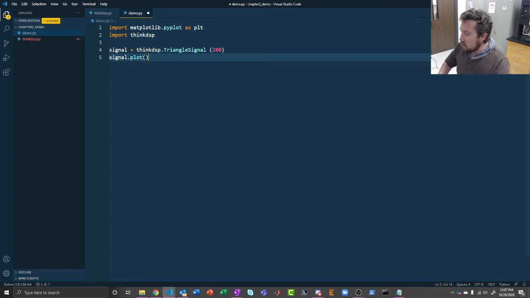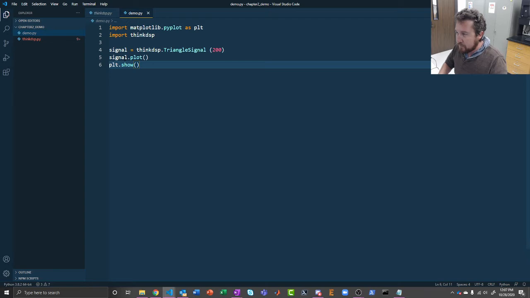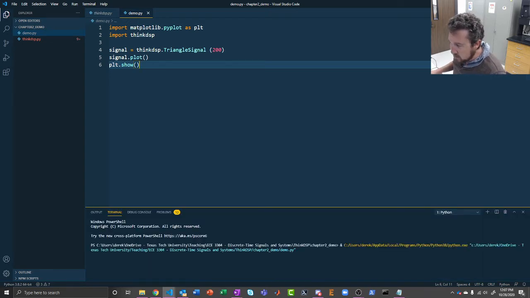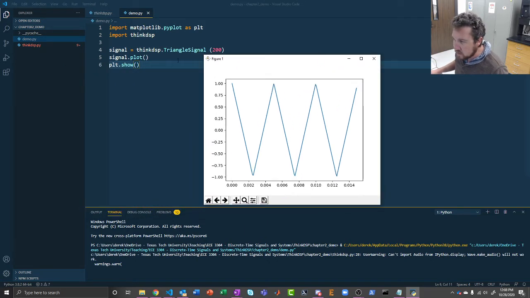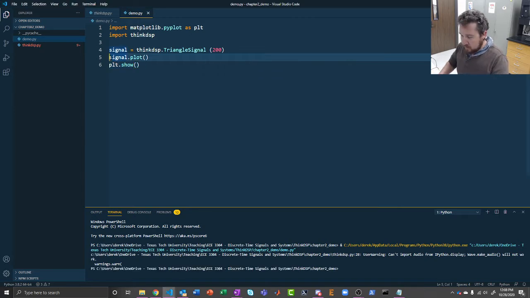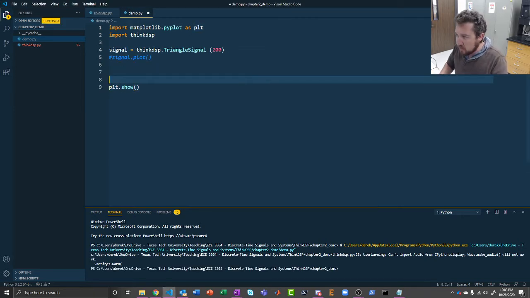I'm struggling. signal.plot and plt.show. So we got a 200 hertz triangle signal. We should basically get exactly what we saw in the textbook figure, and sure enough, that's what we get, right? So it goes from 1 to -1. We got the triangle signal. It all looks pretty good, and it's really easy to put it up there. Now let's take a look at the spectrum, though. That's what we care about.